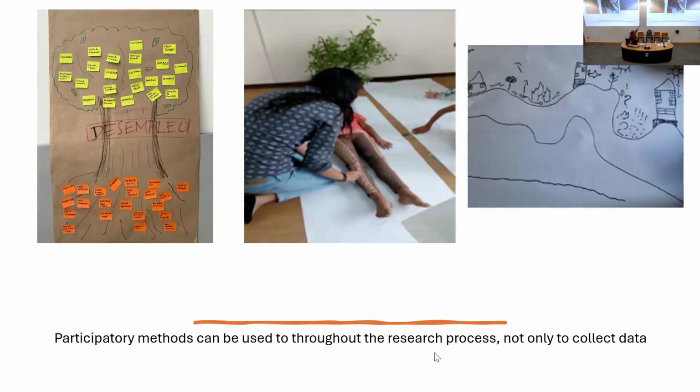So the one on the left, for example, is a problem tree. Don't know if anyone here speaks Spanish. You're nodding. So that actually says unemployment. So this was a participatory research project where the group were looking at issues that they faced, and unemployment was one that they wanted to analyze more. And then they looked at what were the causes and consequences of that problem, which they analyzed using the problem tree. So that's using participatory methods for analysis.